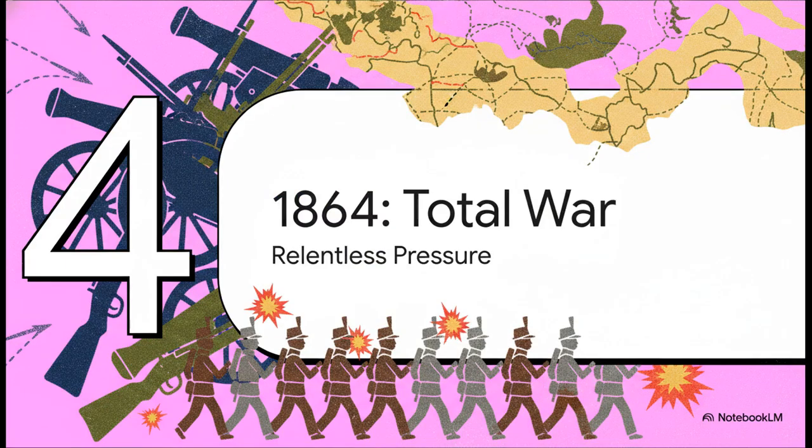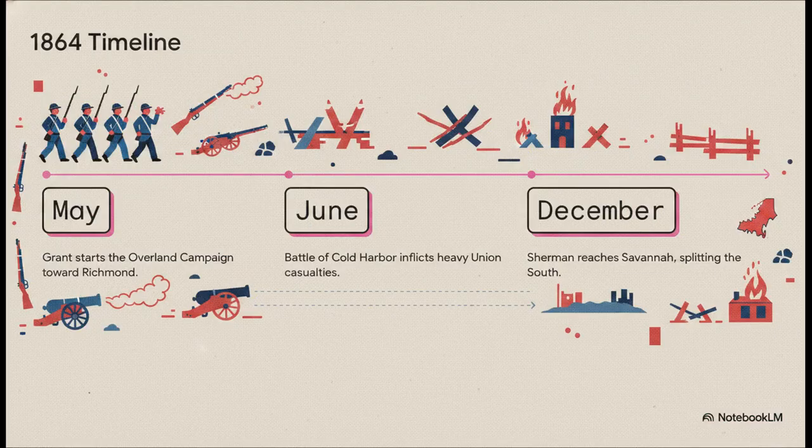All right, Section 4, 1864, Total War. Riding high on these victories, Lincoln brings Grant to the east and makes him the commander of all Union armies. Lincoln basically tells him, "I'm not going to interfere, I just want you to be decisive." And Grant changes the whole playbook to a strategy of relentless, non-stop pressure. You see this immediately in the brutal meat grinder of events that followed.